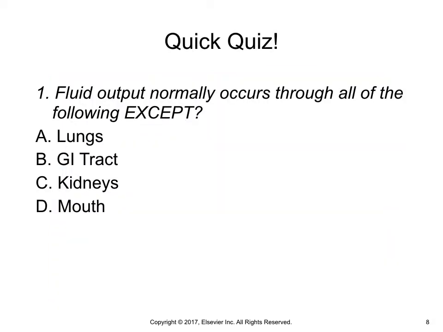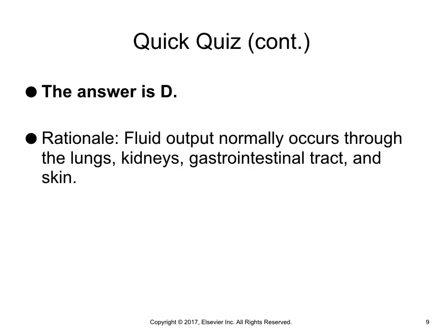Time for a quick quiz. Fluid output normally occurs through all of the following except: A. Lungs, B. Gastrointestinal tract, C. Kidneys, or D. Mouth. The answer is D. Mouth. Fluid output normally occurs through the lungs, kidneys, gastrointestinal tract, and skin.